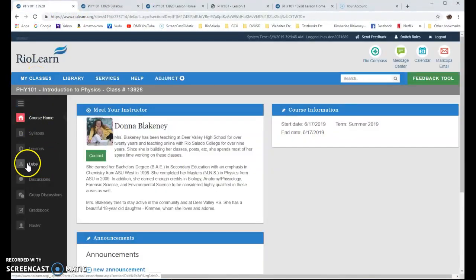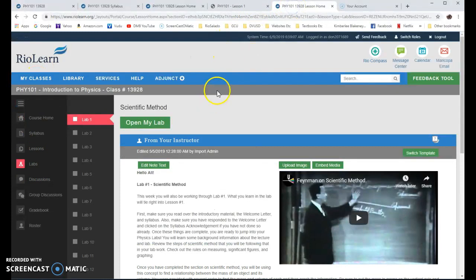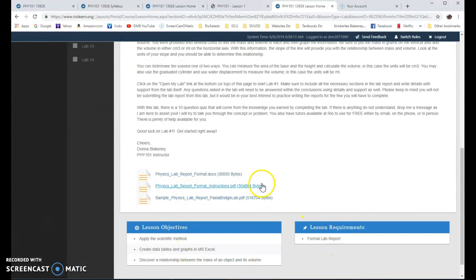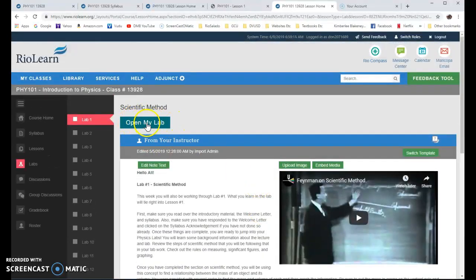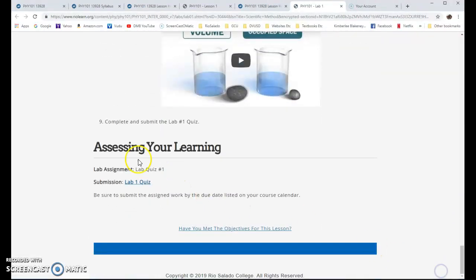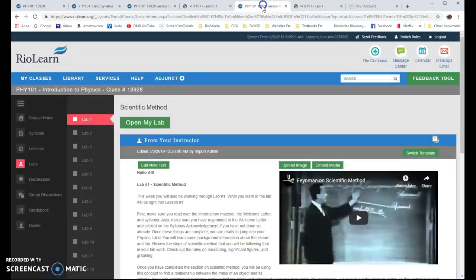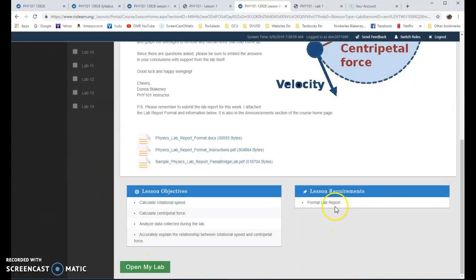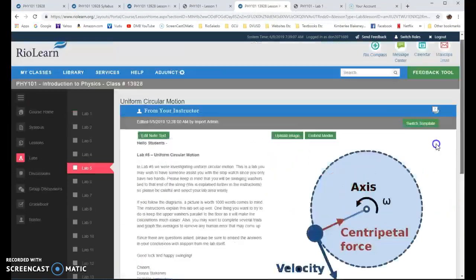And when we click on the Labs tab, you will see the same setup of the From Your Instructor, the objectives, requirements, and the Open My Lab. When you finish the lab, at the very bottom again, you will find Assessing Your Learning, which will include your lab quiz. Please keep in mind that there are 2 labs. One is in week 5 that will include a formal lab report. So please refer to the lab report format that I have attached for those particular weeks.